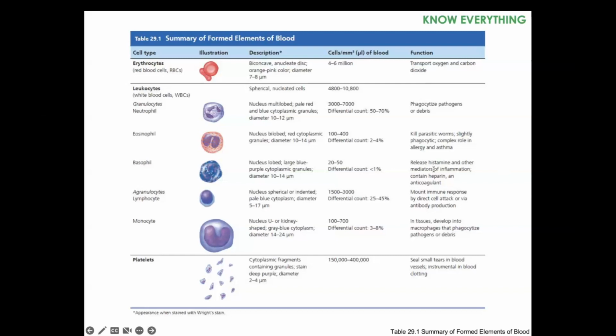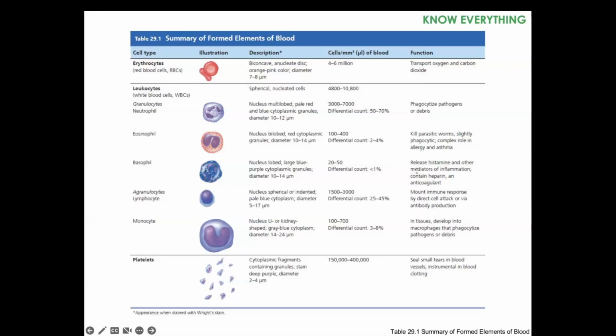The last granulocyte is the basophil. Basophils release histamine, a signaling compound that is released in response to injury, allergies, and inflammatory reactions. It causes smooth muscles to contract and capillaries to dilate. Basophils also contain heparin, which is an anticoagulant that decreases the body's ability to form blood clots.